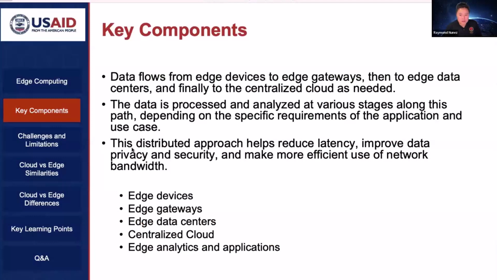So key components, no? Again, data flows from edge devices to the gateway. And from the gateway, they sometimes would process it if hindi pa na-process ng edge device, collate it, and then send to the edge data centers within a geographical location, and then likely they still have a component to centralize all of this processing. And then the data is processed and analyzed at various stages, depending kung ano yung streamlining mo of operations. This helps reduce latency, improve data privacy and security to a degree, and makes more efficient use of network bandwidth. So we'll see that in a bit when discussing these key components.